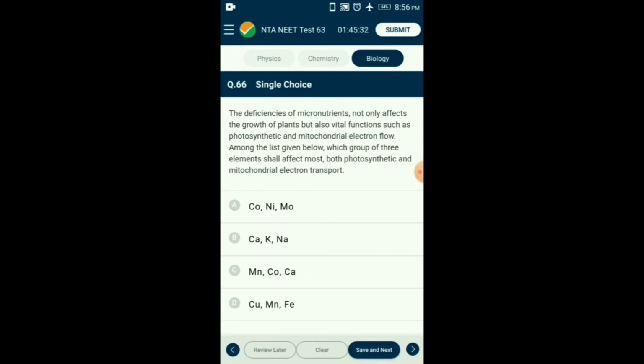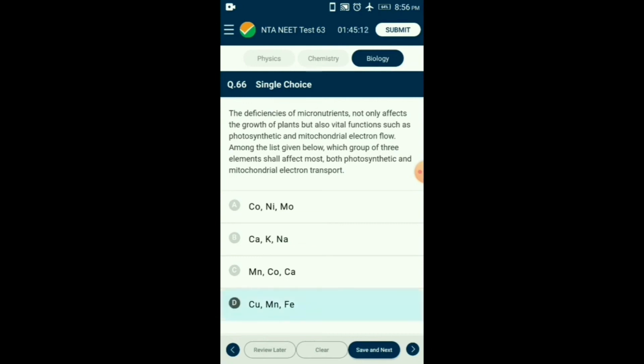Copper is absorbed on the clay particles as divalent cations. It is a constituent of plastocyanin, which takes part in electron transport during photosynthetic phosphorylation. So the answer for this question is option D.